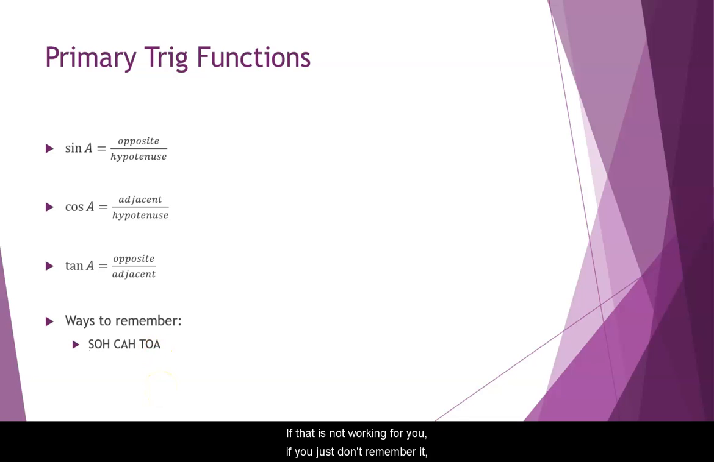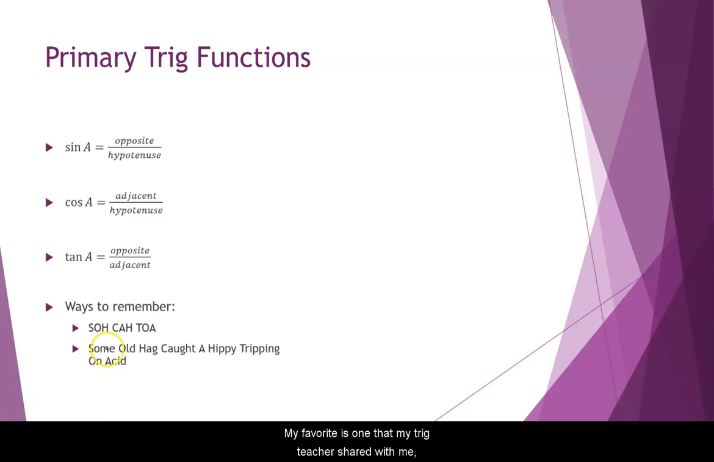If that is not working for you, if you just don't remember it, there's some others out there. My favorite is one that my trig teacher shared with me, which is "some old hag caught a hippie tripping on acid." There's your SOH CAH TOA: sine, opposite, hypotenuse; cosine, adjacent, hypotenuse; tangent, opposite, adjacent. And remember, this is always from the perspective of the angle that you are taking the trig function of.